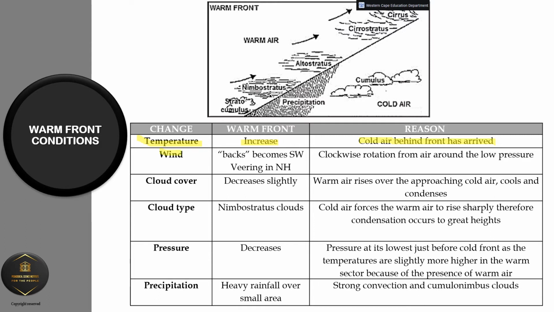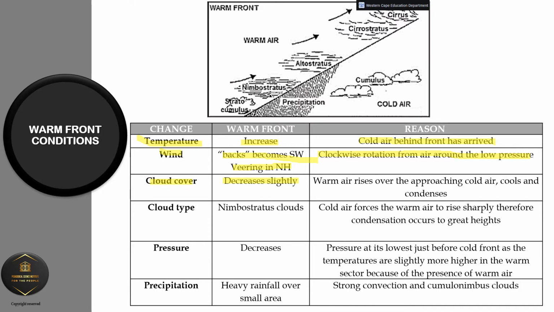again, what will happen is backing will happen. Now your southwesterly winds will become your westerly winds. Remember, it's still on the system being affected by how the air will choose to circulate. So it's still more or less the same effect. So in the northern hemisphere, you'll have veering as a result. So remember, clockwise rotation of air around the low pressure leads to that. The cloud cover will decrease slightly.